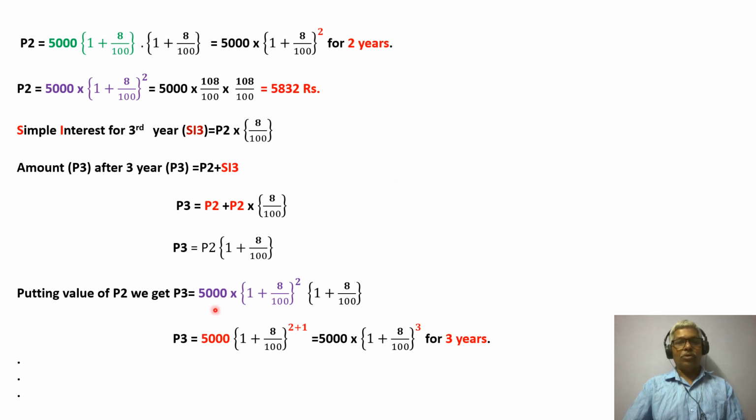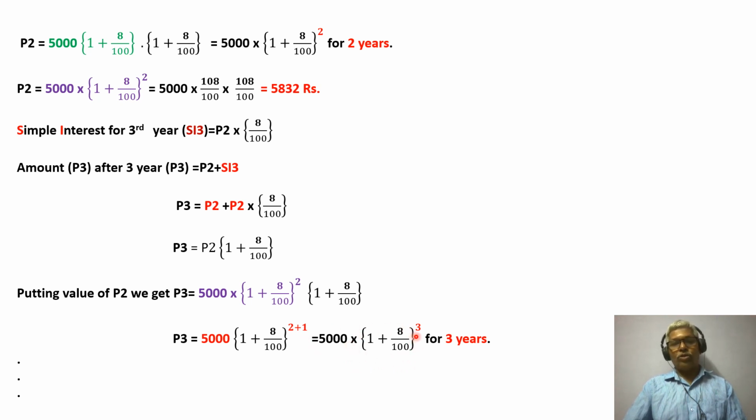Okay, this is the P2 value: 5000 into (1 plus 8 upon 100) the bracket squared, and this quantity is still there. Got it? That means P3 will be 5000 into (1 plus 8 upon 100), and this will add to plus 1, that is 5000 into (1 plus 8 upon 100) raised to 3, or cube. This is for 3 years. That is why we have kept it as it is, just to calculate it.